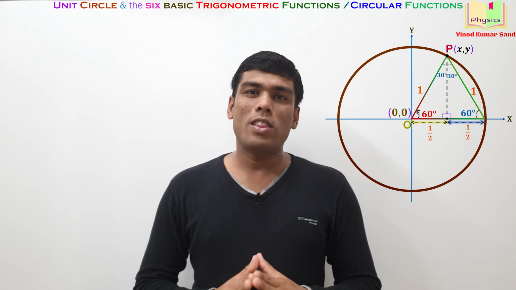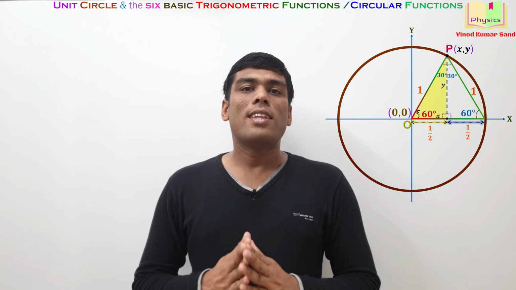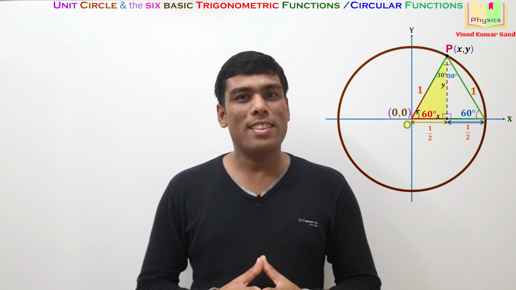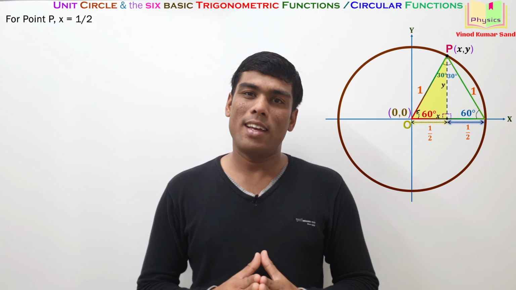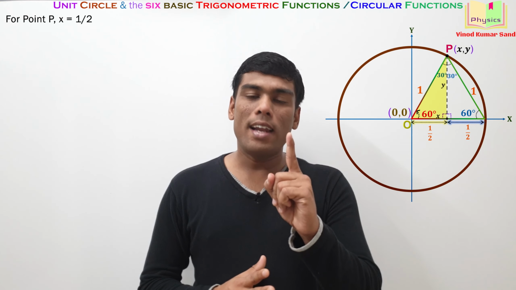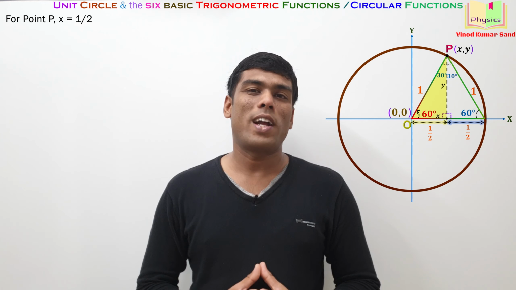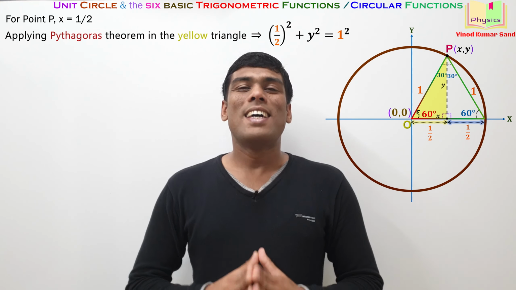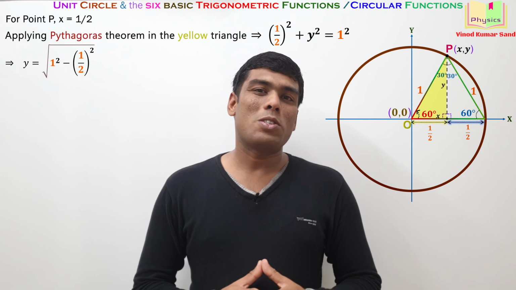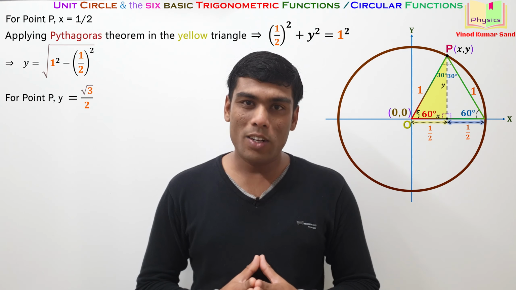Now focus on this yellow triangle. For this yellow triangle, the horizontal side has a length equal to 1 by 2. The hypotenuse has a length equal to 1. Then can we find the length of the vertical side of this triangle? It's easy. You can use the Pythagoras theorem. Correct. Using the Pythagoras theorem, this length comes out to be root 3 by 2.